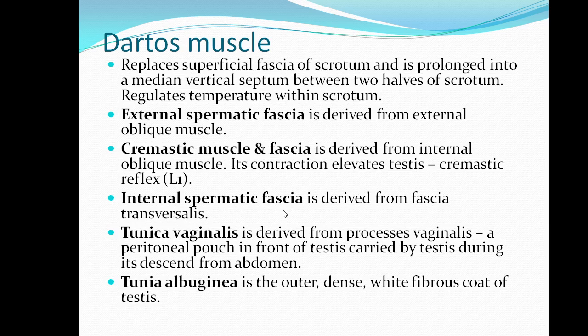This elevates the testis, and this is known as the cremastic reflex. The internal spermatic fascia is derived from fascia transversalis. The tunica vaginalis is derived from the processus vaginalis. This processus vaginalis is a peritoneal pouch in front of the testis. It is carried by the testis during its descent from the abdomen. The tunica albuginea is the outer, dense, white fibrous coat of the testis.